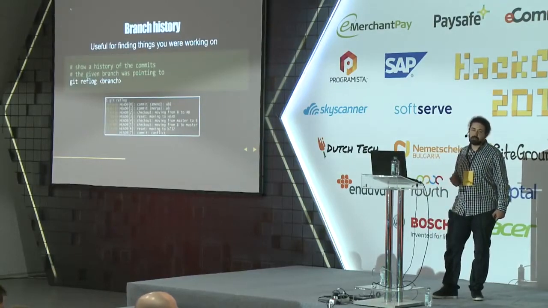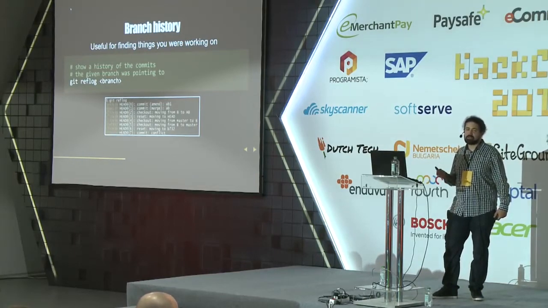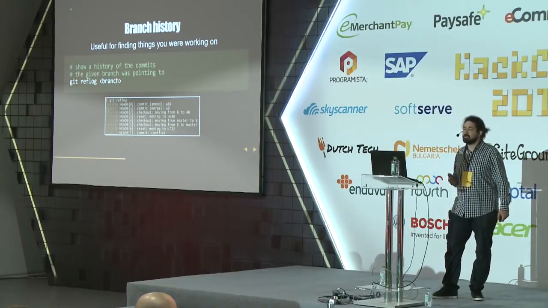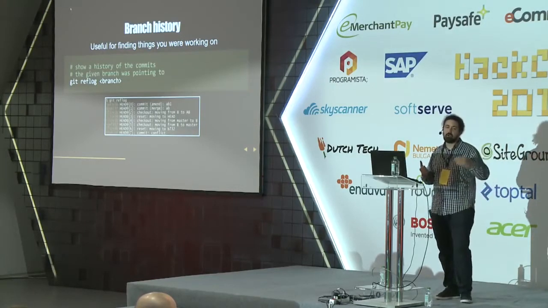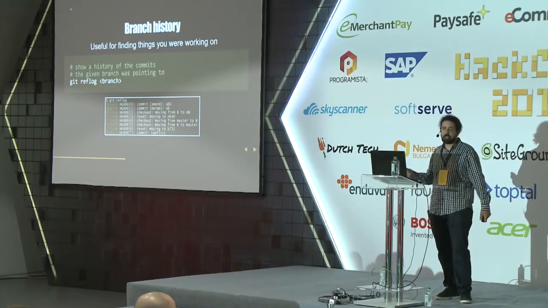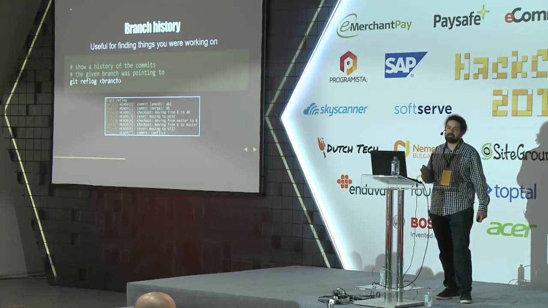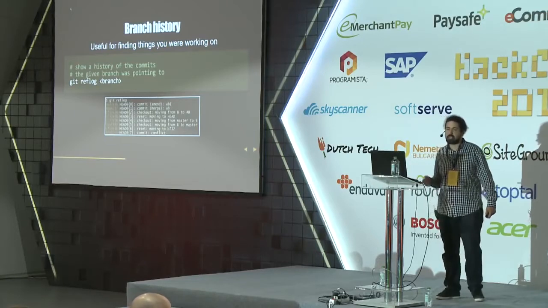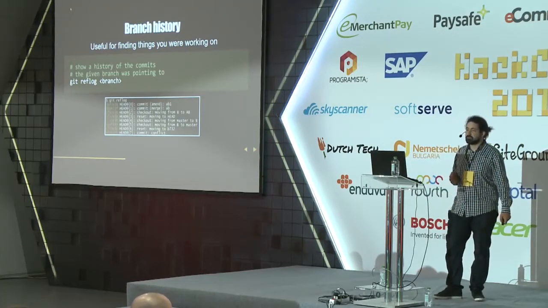You can also check out your branch history. Git reflog allows you to provide a branch name, and it prints which commits your branch pointed to historically. So this is a lineage of the commits that your branch pointed to. And it's, again, very useful. You can go back and say, hey, what was I working on yesterday? What was I working on last week? And you can see that in the Git reflog.